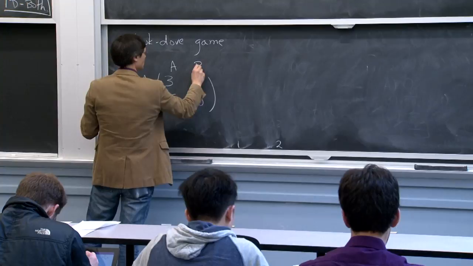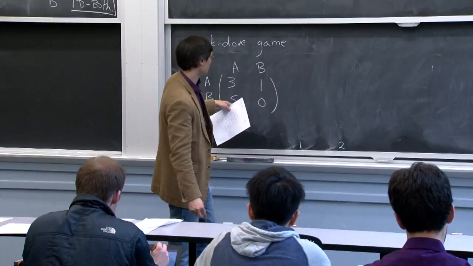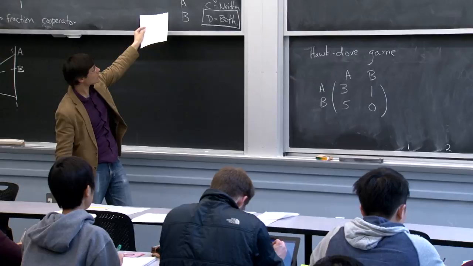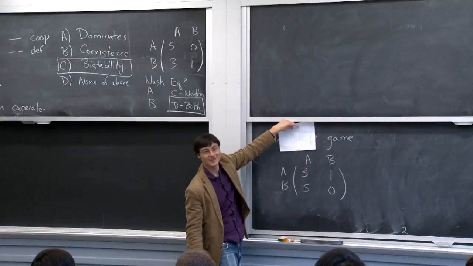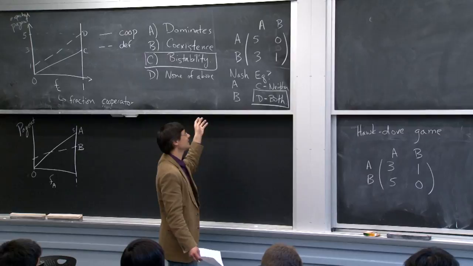But right, so now we want to ask the same question. Is A a Nash equilibrium? Is B a Nash equilibrium? Is it neither, or is it both? And maybe I shouldn't have covered this up, in case you actually did do the reading, then I don't want you to be influenced by this. All right, so think about it for 30 seconds.